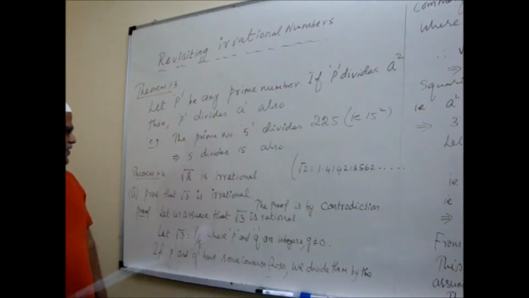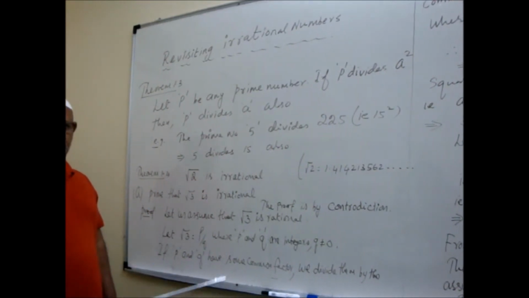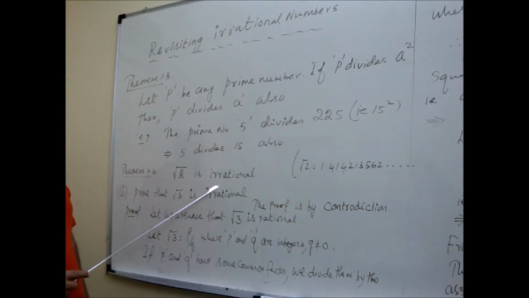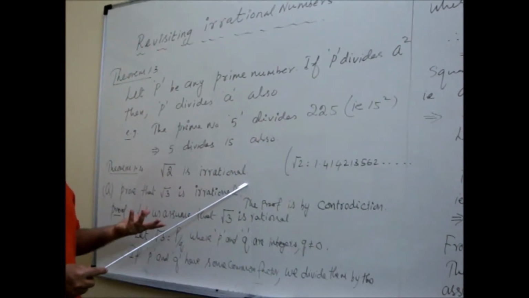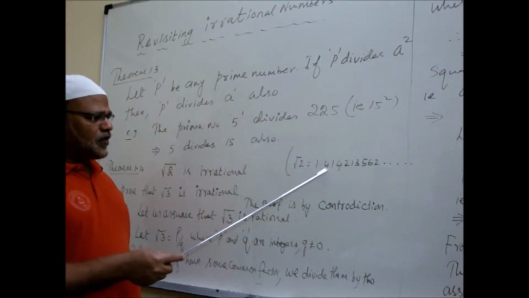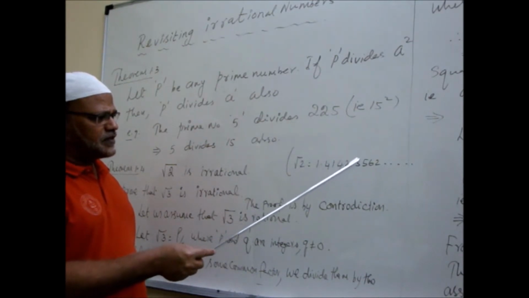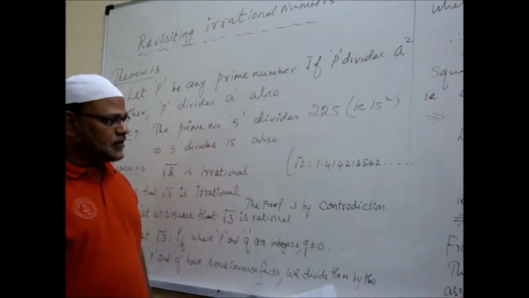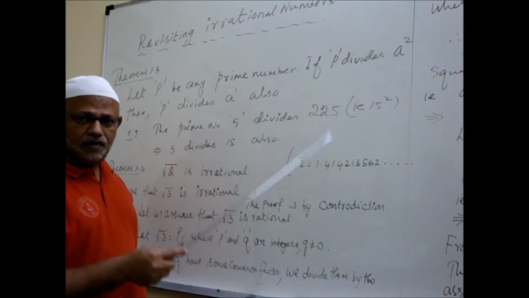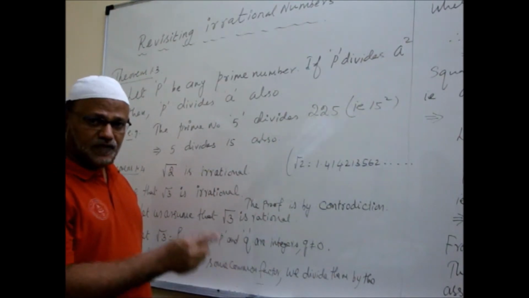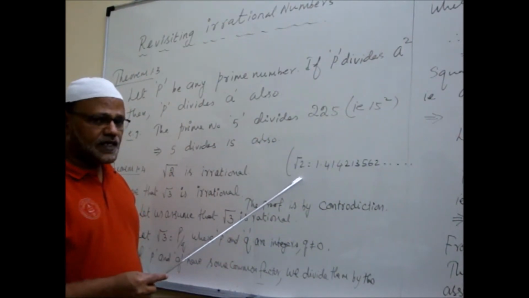Let us come to this theorem 1.4. Square root of 2 is irrational. This statement says square root of 2 is irrational. We all know that square root of 2 is equal to 1.41421356 going on like that. Non-terminating, non-recurring decimal. We learned already. So it is an irrational number.